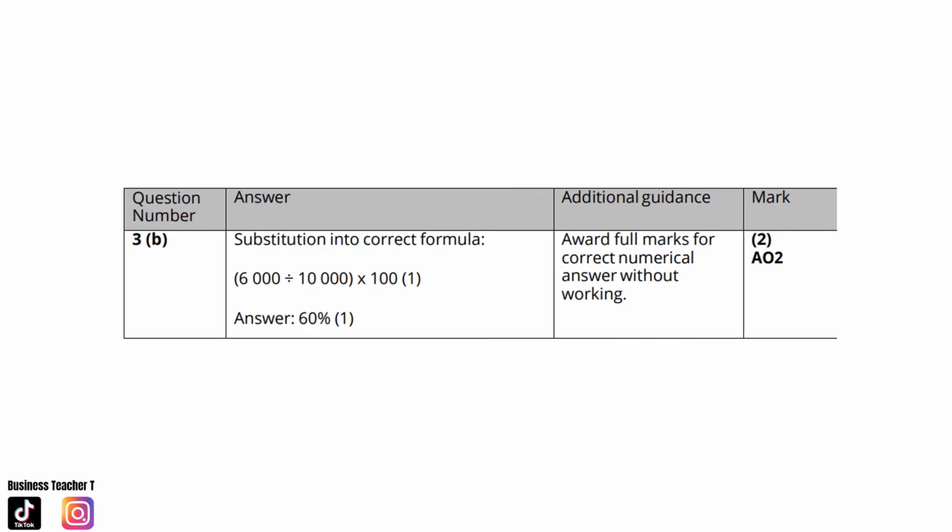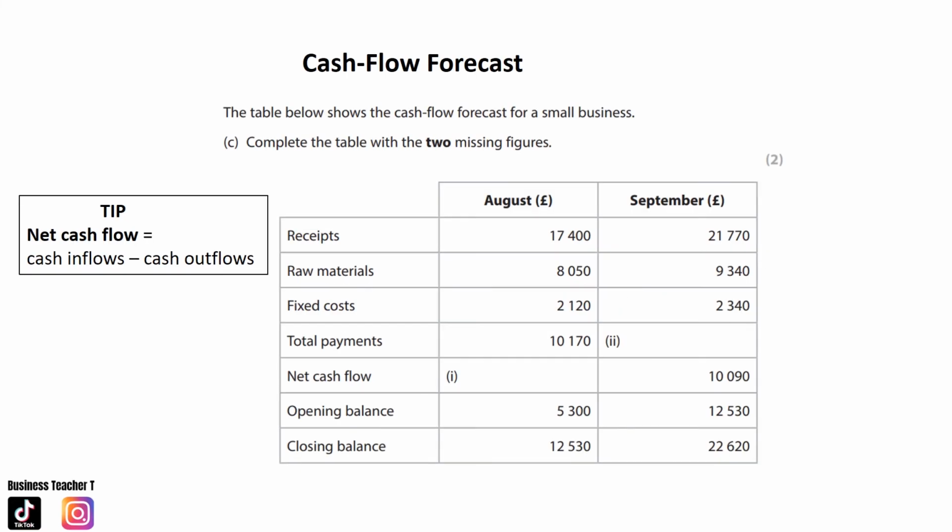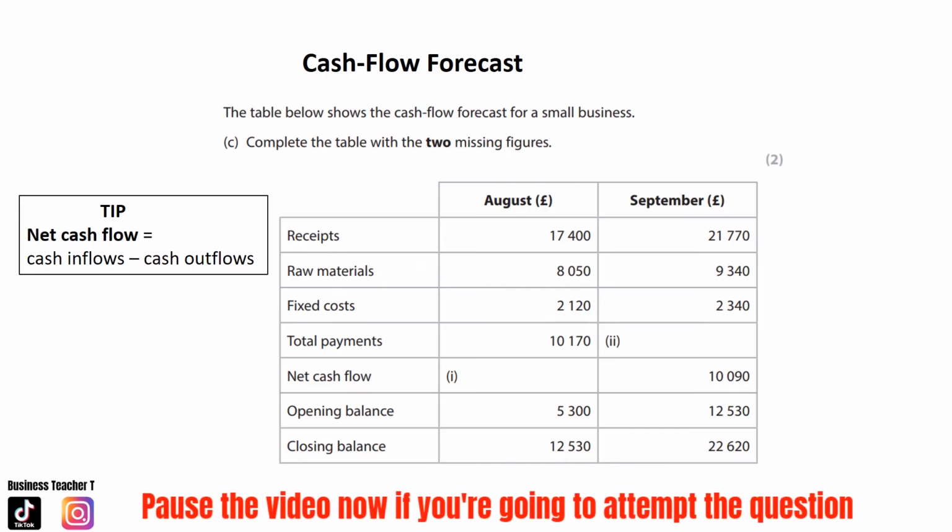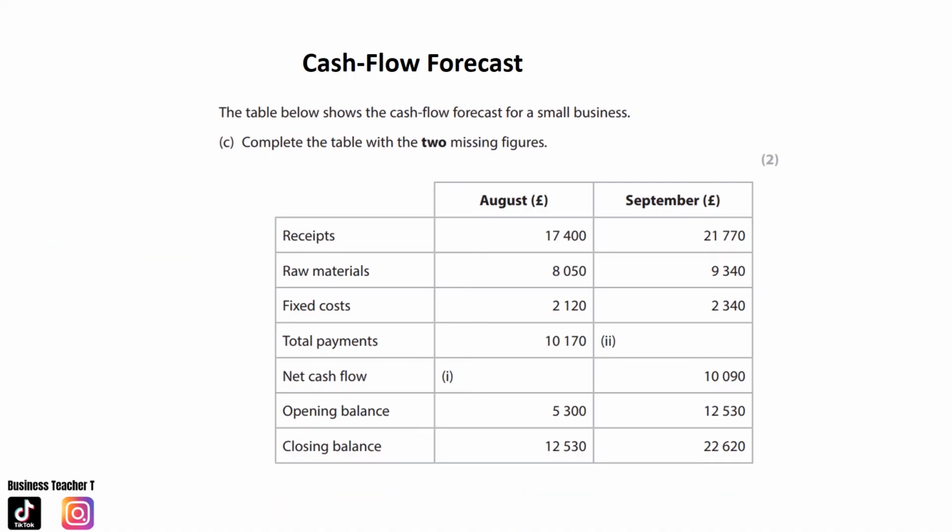On to a cash flow forecast question. The table below shows a cash flow forecast for a small business. Complete the table with 2 missing figures. The answer to the first part of the question is 7,230. Did you get the answer as well? Let's go on to the next one.